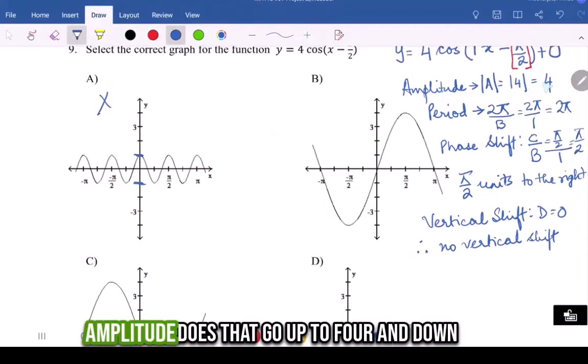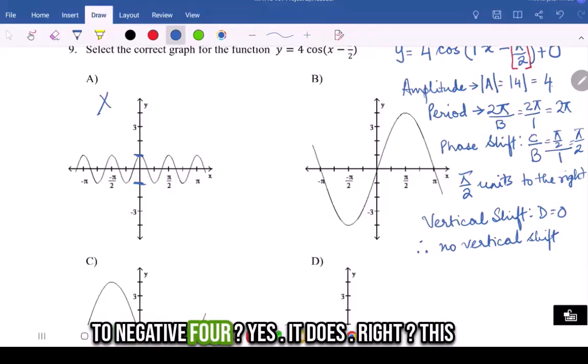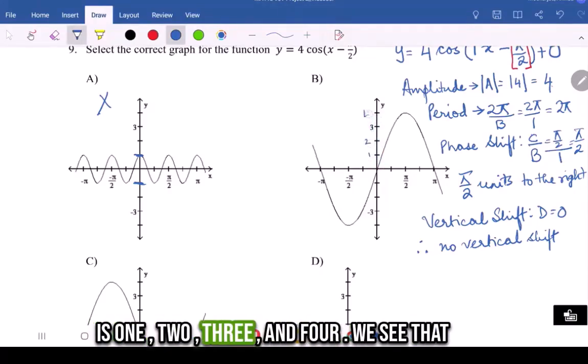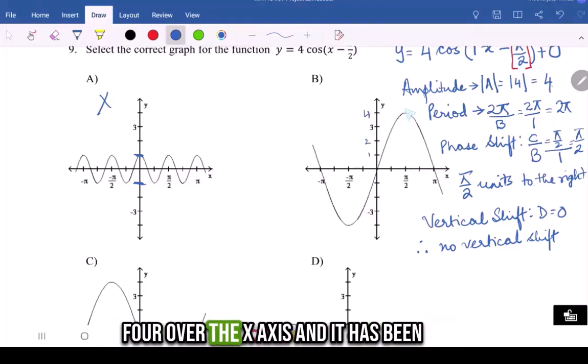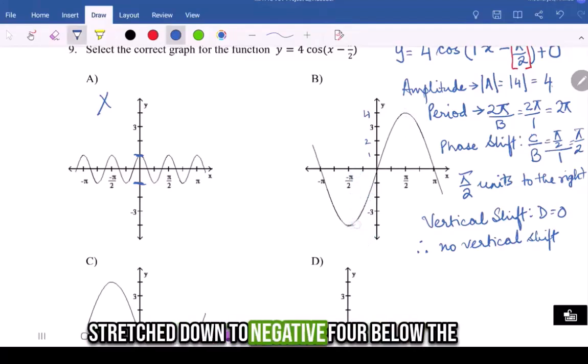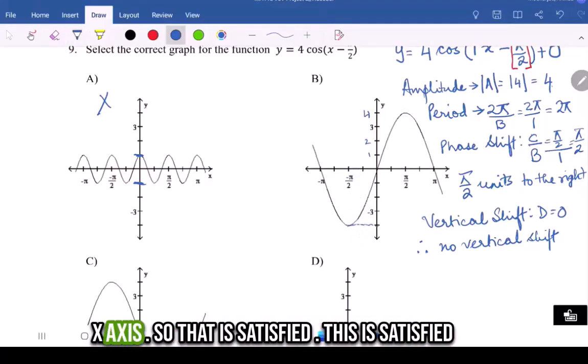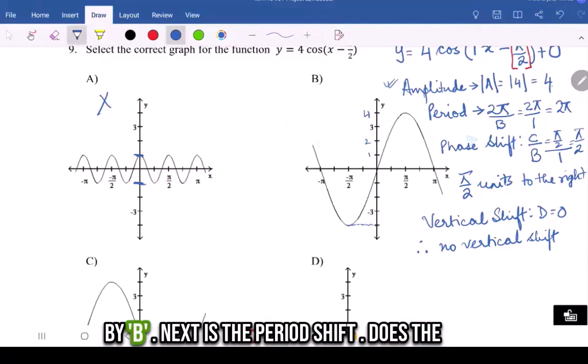Let's look at B. For B, the amplitude, does that go up to 4 and down to negative 4? Yes, it does. This is 1, 2, 3, and 4. We see that the graph has been stretched up to positive 4 over the x-axis, and it has been stretched down to negative 4 below the x-axis. So that is satisfied by B.